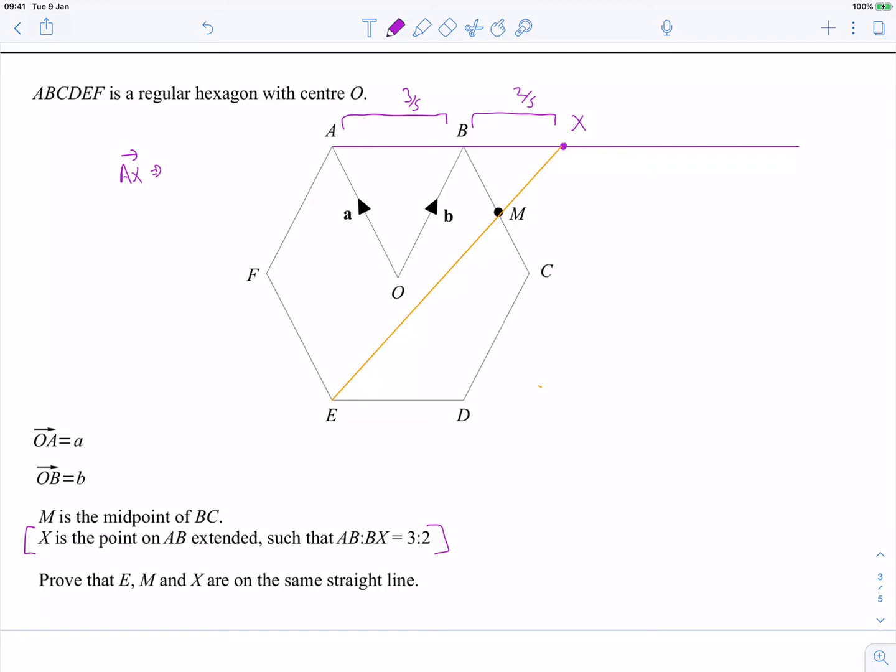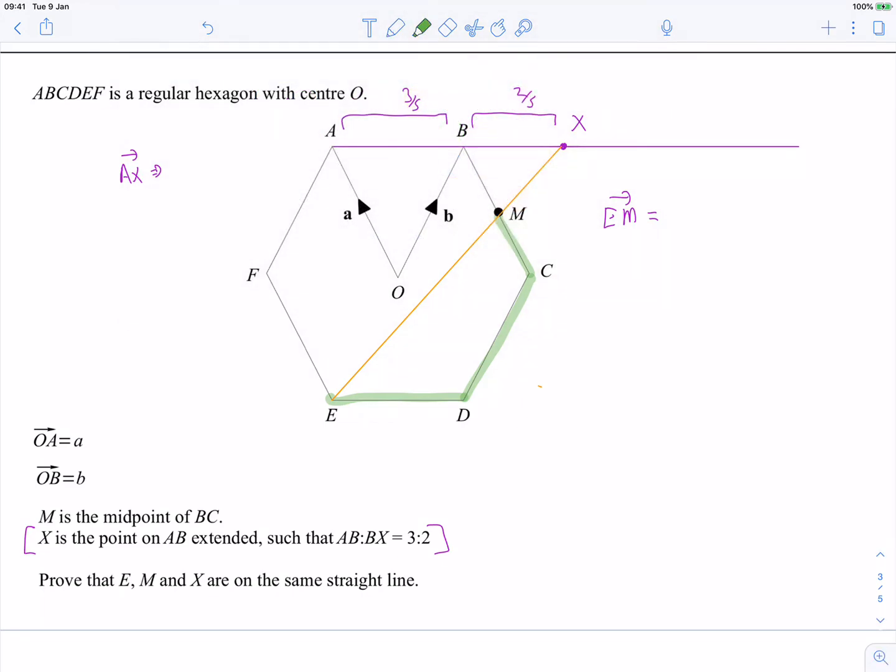Okay. Now, let's think. How am I going to get from, let's say, E to M? Right, I've got 3 points. Let's try and connect up any point on the orange line, just to see. So how am I going to do that? I think if I was to go around the hexagon, it would be E to D, then D to C, then C to M. I think that would be the quickest way.